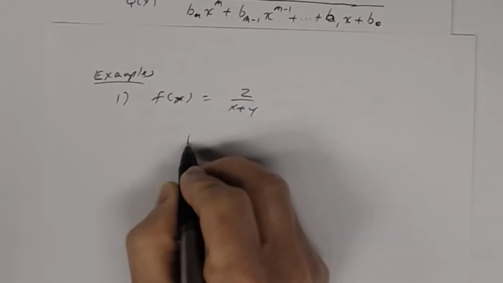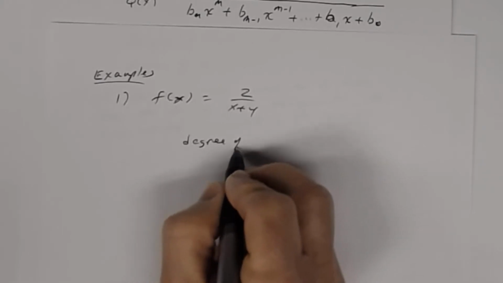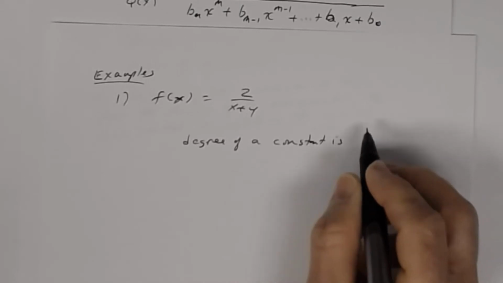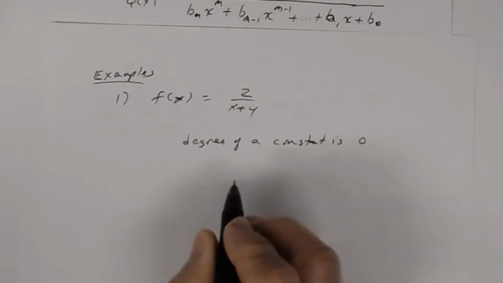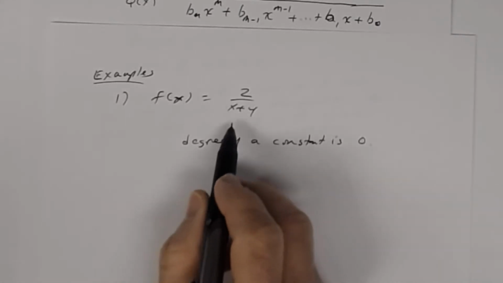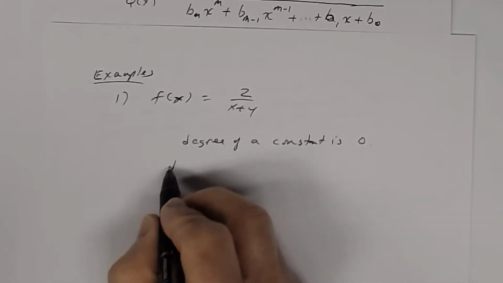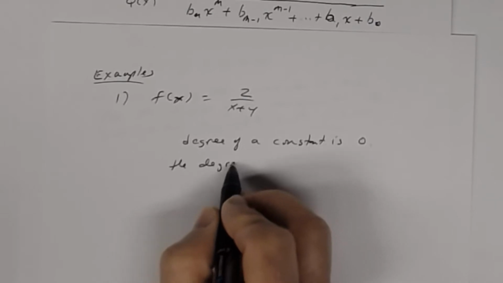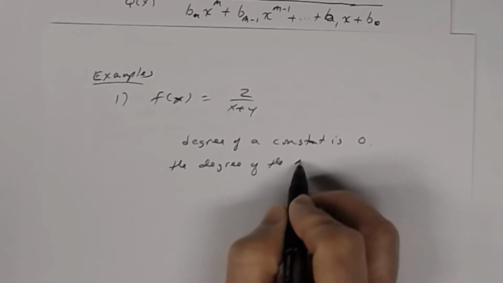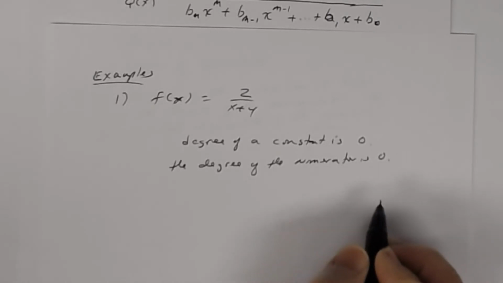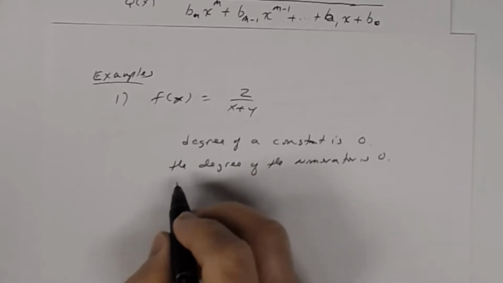Remember, the degree of a constant is 0. The degree of a constant is 0. So that means the degree of the numerator is 0.